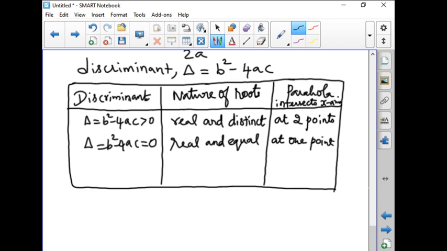Okay. If the delta value b square minus 4ac is lesser than 0, no real roots. The roots are imaginary nu solluvom. No real roots. Therefore, it does not meet x-axis.